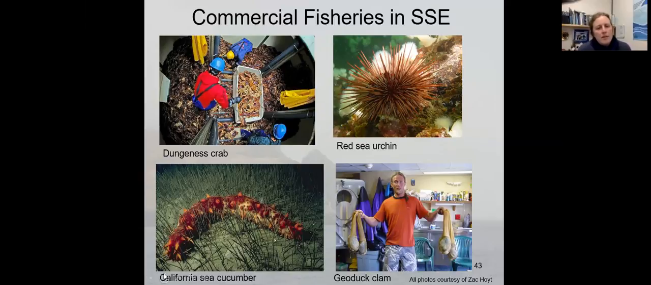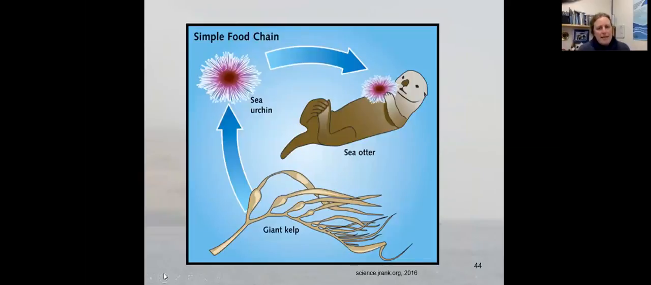The Dungeness crab are caught with crab pots or traps, and the urchins, clams, and sea cucumbers are harvested through dive fisheries. So if we can go to the next slide. You can imagine this sort of classic food chain where the otters are eating the sea urchins and the sea urchins are eating the kelp. In the absence of otters, you get a lot of sea urchins. And if we were to draw a human into this food chain, maybe with an arrow going towards that sea urchin, you can imagine how perhaps some conflict has arisen between those sea otters and the human beings that are making a living off of those sea urchins and other invertebrates.